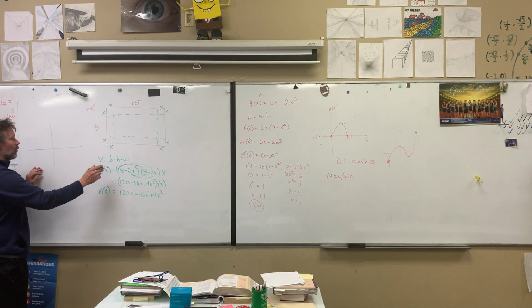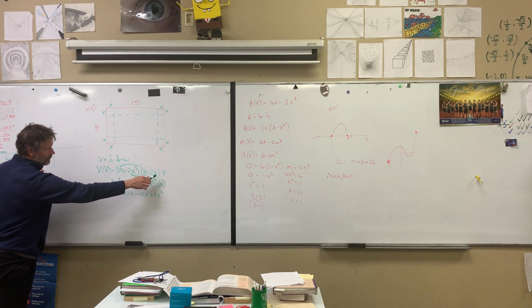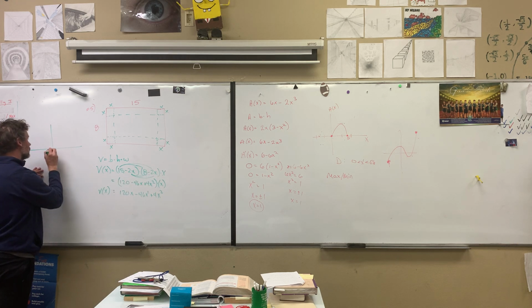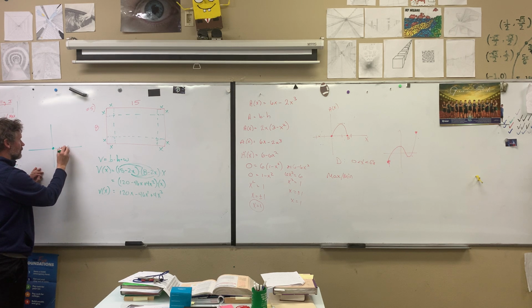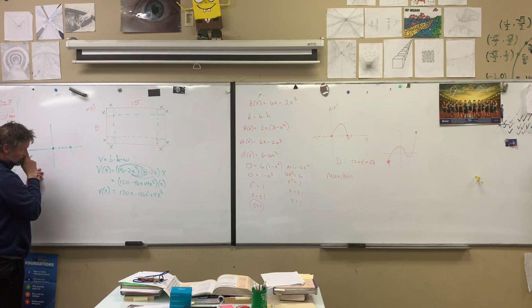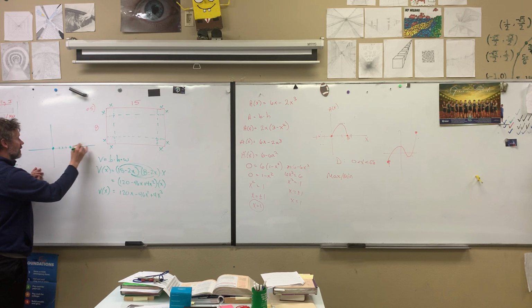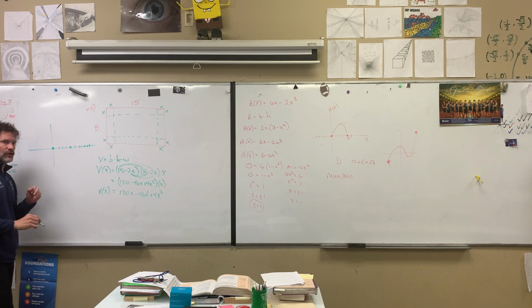So here we go. What are my x-intercepts? Start with an easy one. 0, we know it goes there. 4. So 1, 2, 3, 4. And 7.5, right? 4, 5, 6, 7. Okay. So we know it's a cubic equation.